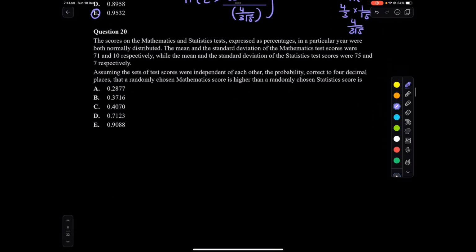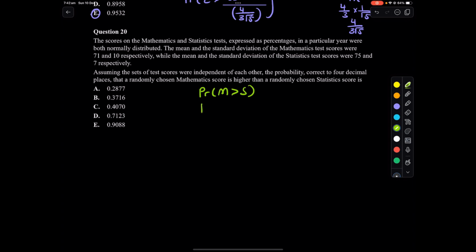Last question. The scores of a mathematics and statistics test, expressed as a percentage in a particular year, were both normally distributed. The mean and the standard deviation of the mathematics test scores were 71 and 10 respectively, while the mean and the standard deviation of the statistics test scores were 75 and 7 respectively. Assuming the sets of test scores were independent of each other, we want the probability that a randomly chosen math test is higher than a randomly chosen statistics score.